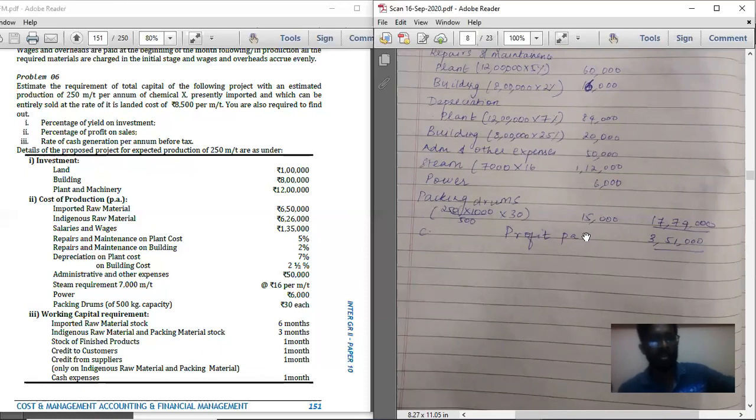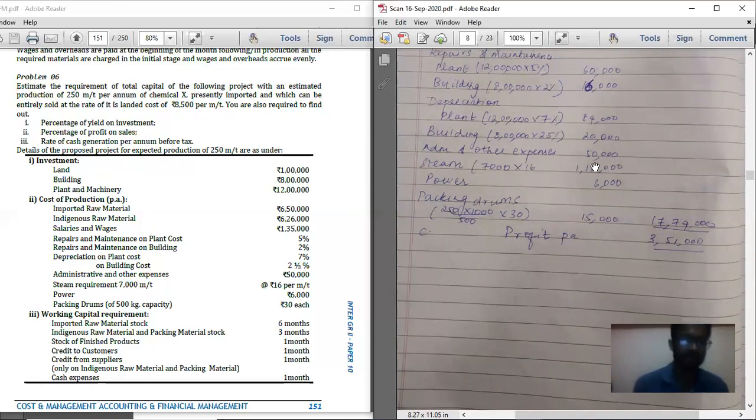Now depreciation is over. Below that, what have they given? Administrative and other expenses 50,000. So while calculating profit, all the expenses including selling and distribution expenses should be added in order to find the profit per annum. So add administrative expenses 50,000.